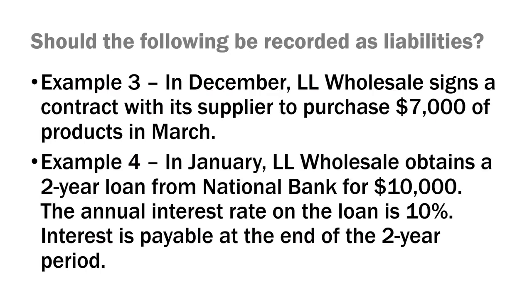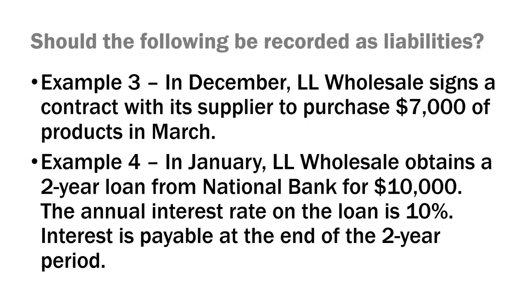The next example. In January, the same company obtains a 2-year loan from National Bank for $10,000. Interest rate, 10%, interest payable at the end of the 2-year period. So in January, let's talk about whether a liability is recorded. A liability will be recorded for the $10,000 loan in January when the loan is obtained.